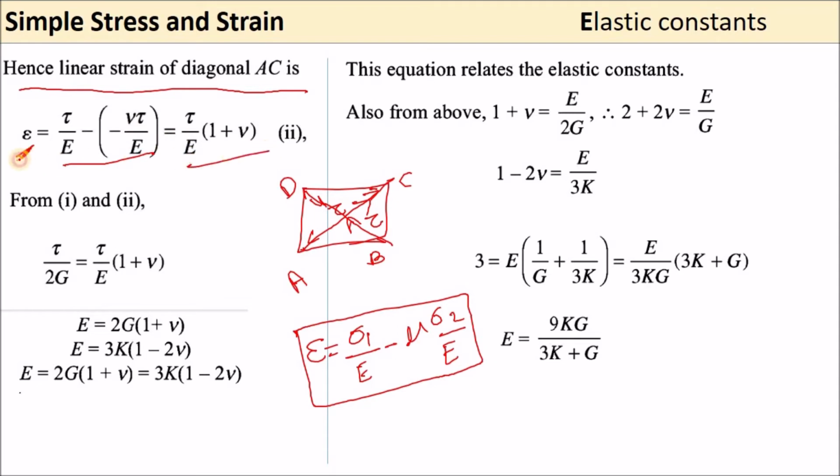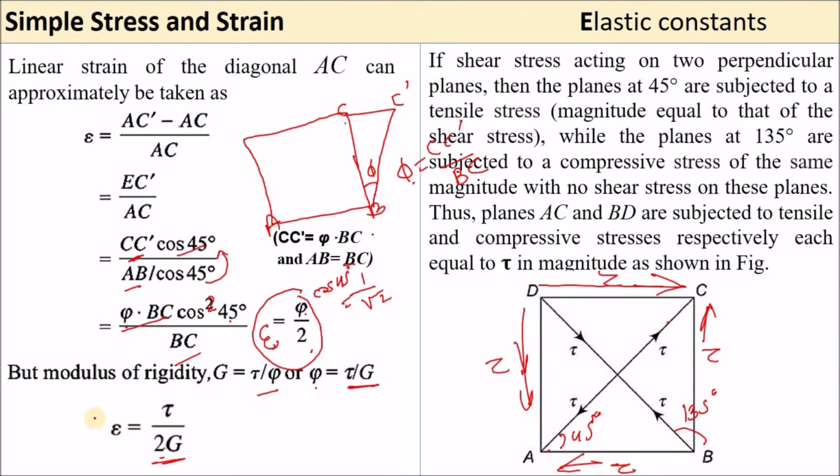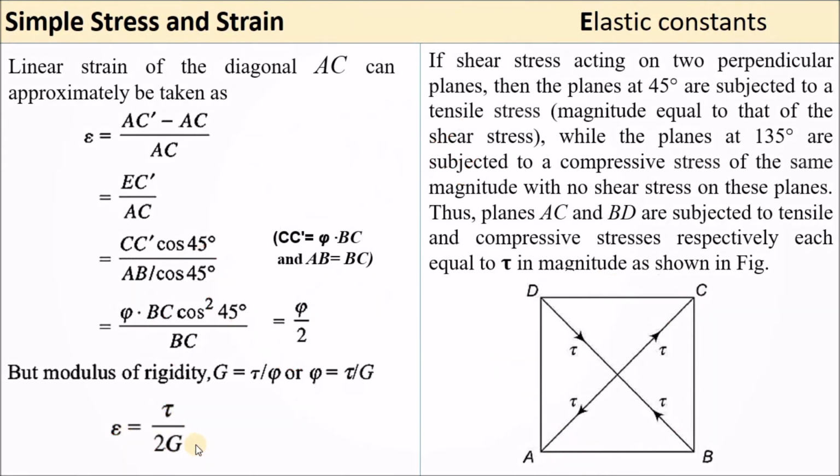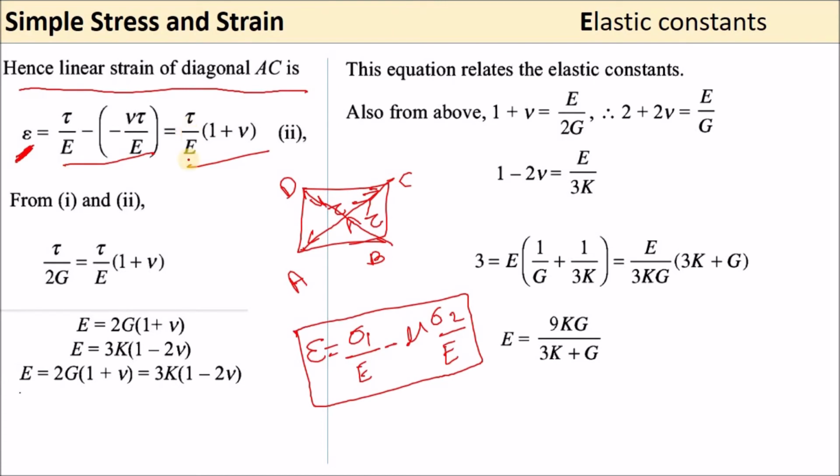From that we got strain epsilon equal to tau by E into 1 plus mu, and in the previous slide we got this formula. We can write this as equation number 1. Here we got epsilon equal to tau by 2G, and here epsilon equal to tau by E into 1 plus mu. Both are epsilon, so we can equate them: tau by 2G equal to tau by E into 1 plus mu. From that we got this formula. Okay, and initially we have already solved this formula.